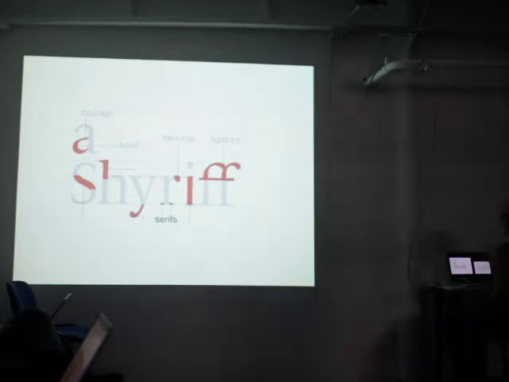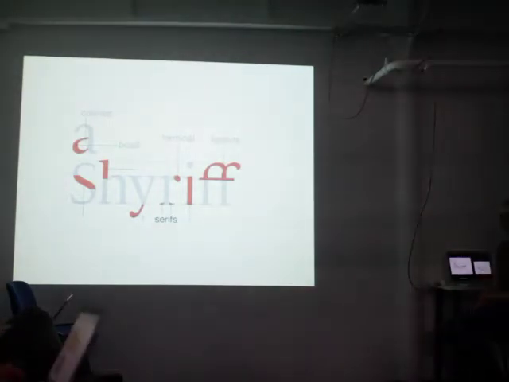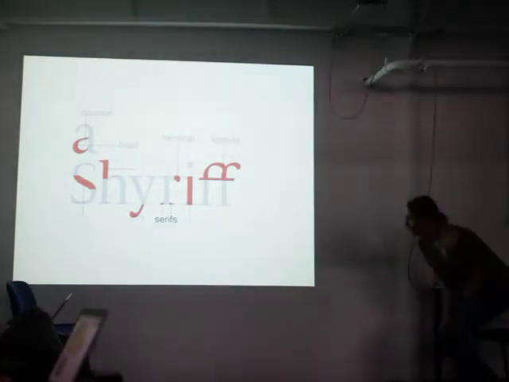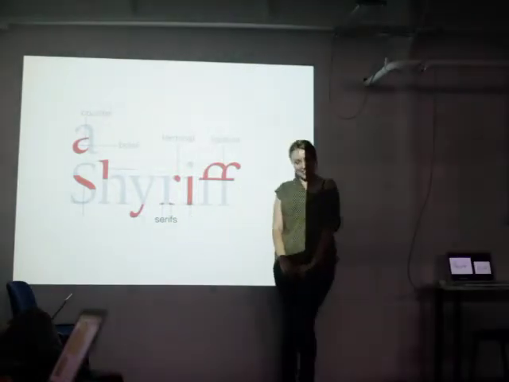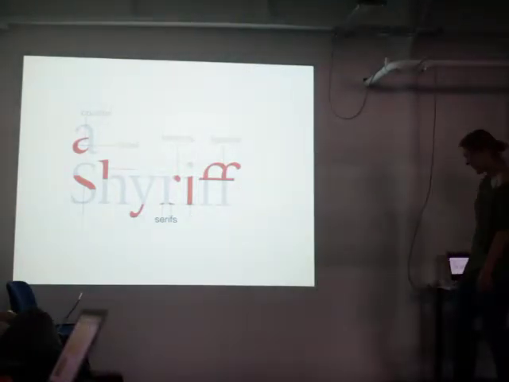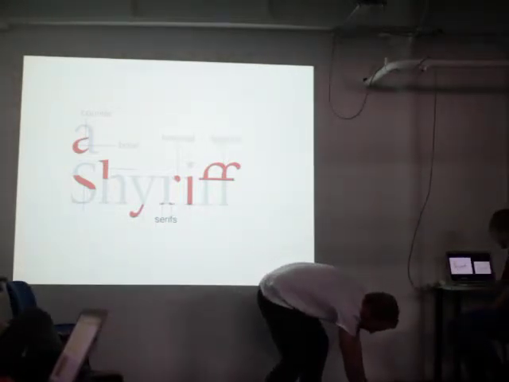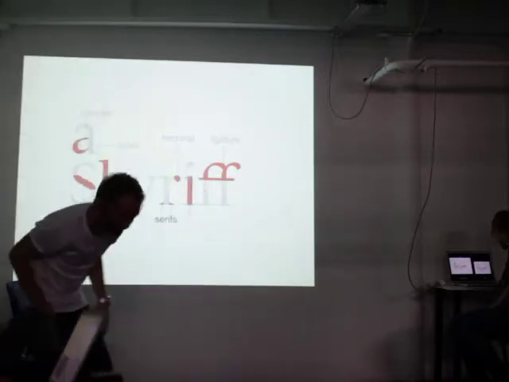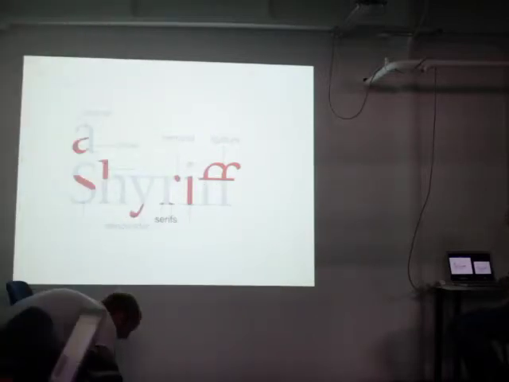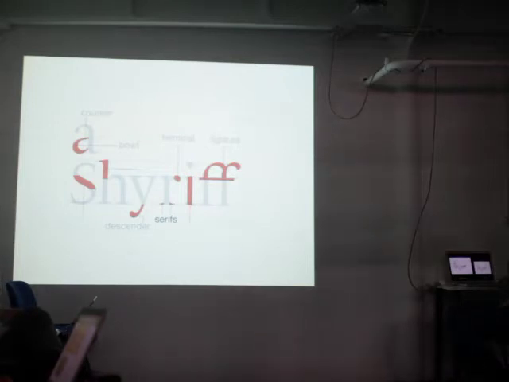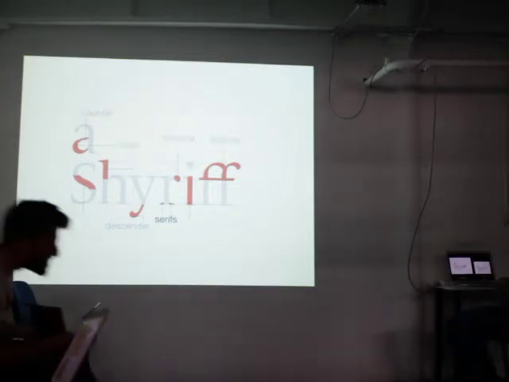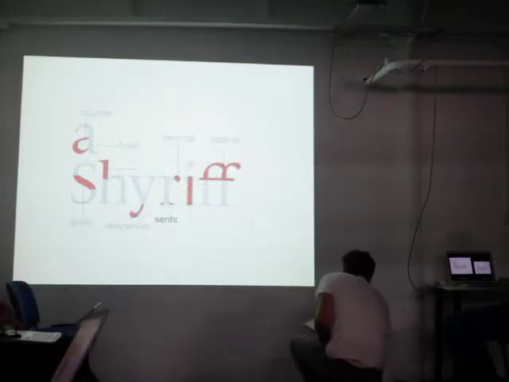What's this bit? Descender. Yay! Anything for sweets. Okay. What's the middle bit of the S? Curvature. No. Have I got it? Yay!